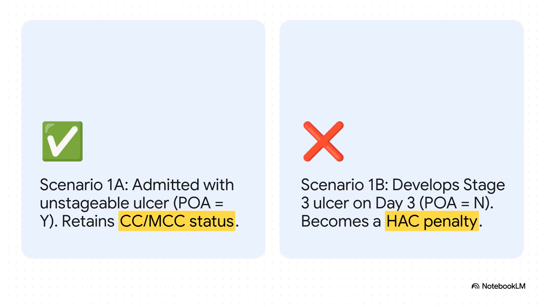But in Scenario 1B, the patient comes in clear, but then develops a Stage 3 pressure ulcer on day 3 of admission. Now the POA is N. This is an HAC penalty. It won't increase the DRG weight, the hospital has to absorb the cost of treating it, and they take a huge hit on their quality metrics.